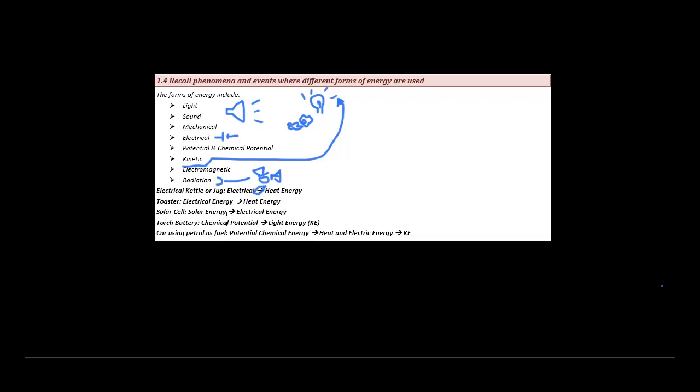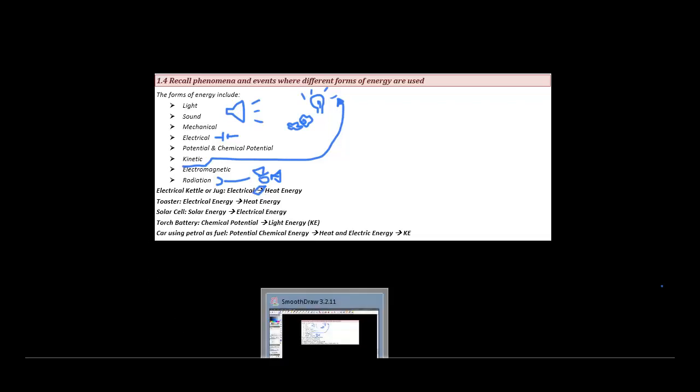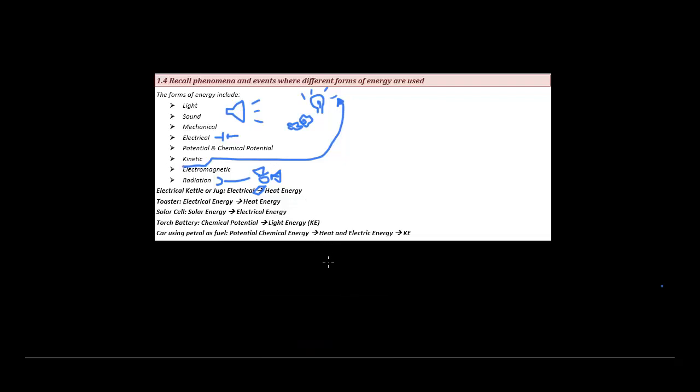Okay. Anyways, since we have to talk about these different forms of energy, you might as well learn a little bit about how these energies go about in transfers. So suppose an electrical kettle or jug. You've got the electrical energy, and that turns into heat energy. So it's from electrical, which I said here, and that turns into heat energy, which I didn't write here, but heat energy is just a different type of energy.